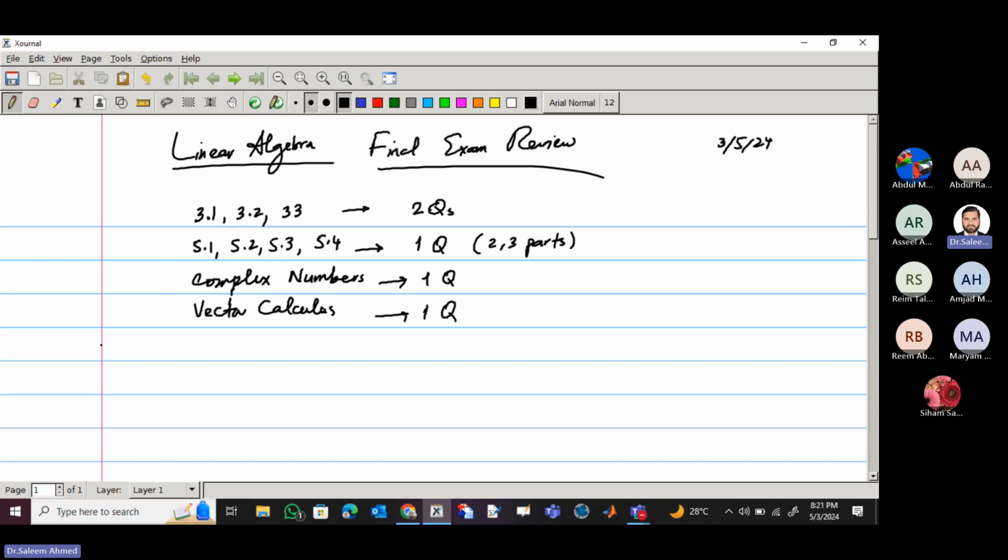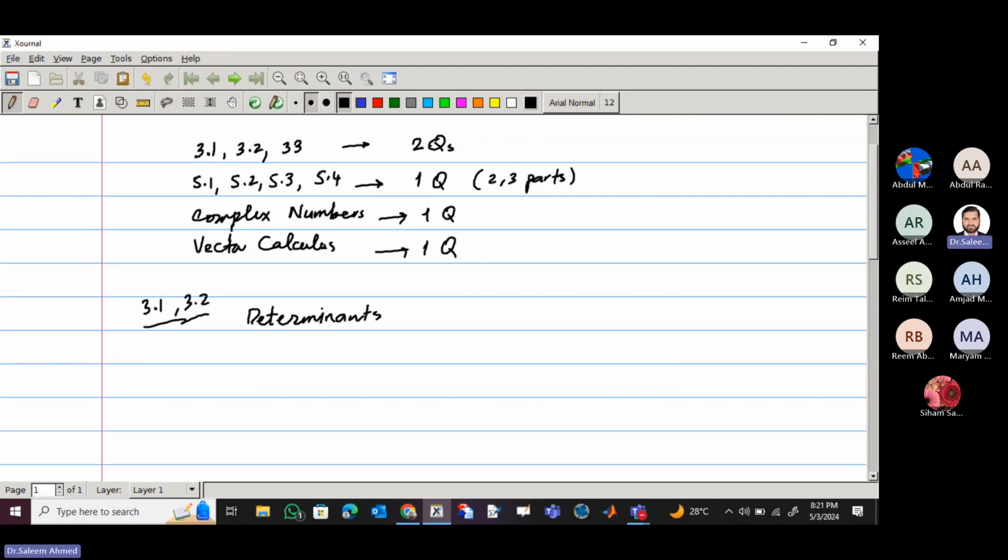So chapter wise, if you look at 3.1 and 3.2, these are basic definitions and how to find determinants, right? In 3.3, we have applications. So mostly you can expect problems from 3.3 because simple determinants are covered in 3.3. So if I ask you, let's say, to find the inverse using determinants, then 3.1 and 3.2 are automatically covered, right?